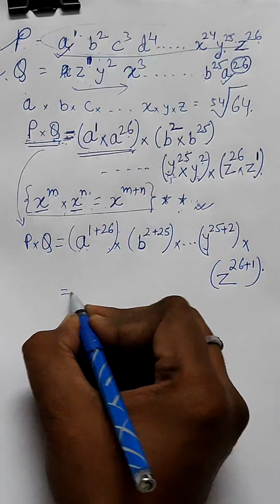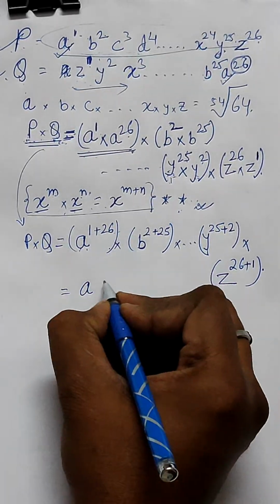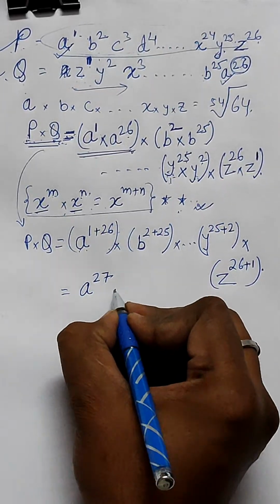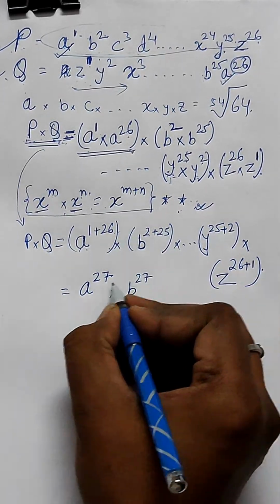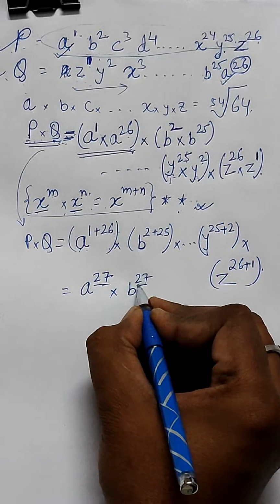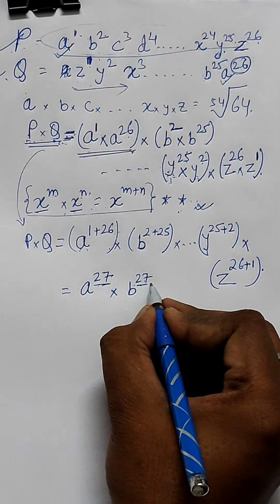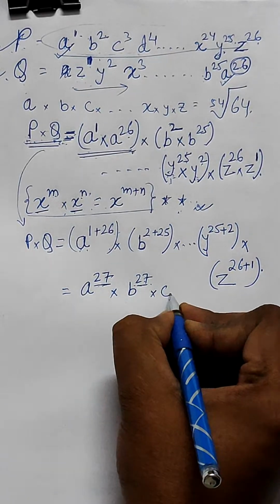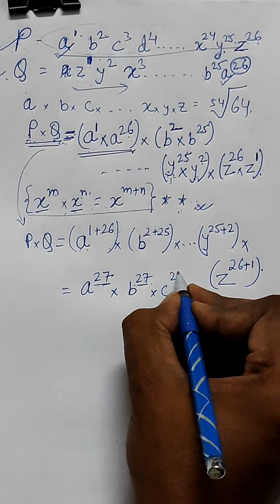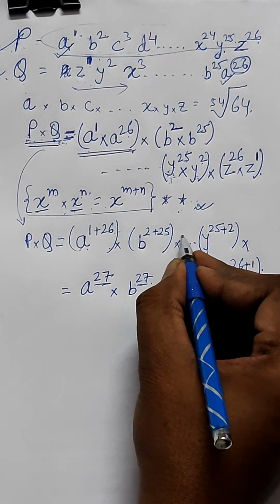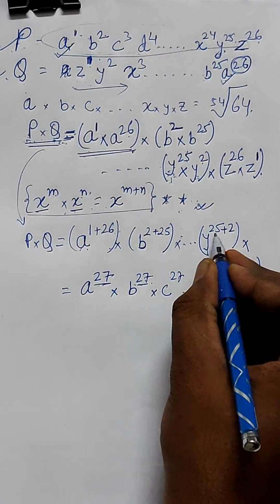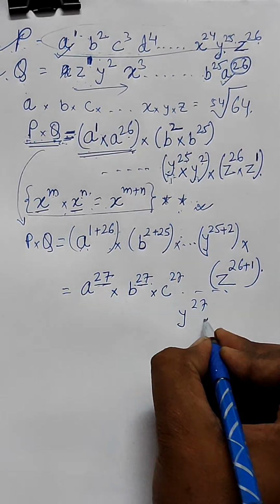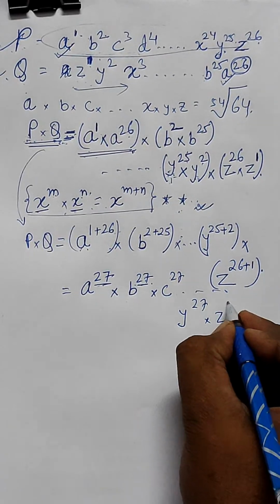Now we can write it as a power 1 plus 26 is 27, right, students? And b power 2 plus 25 is 27. Oh my god, you can see the similarity. All have a power of 27, right? C will also have 27, though we have not mentioned c over here. But let's go to y. Y power 25 plus 2 is 27 and z power 26 plus 1 is 27.